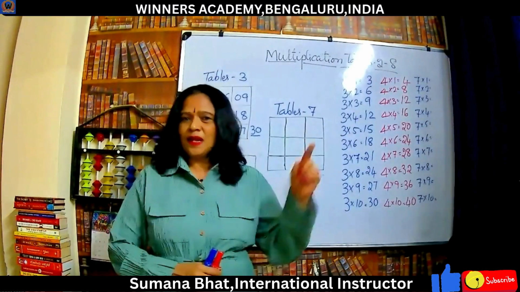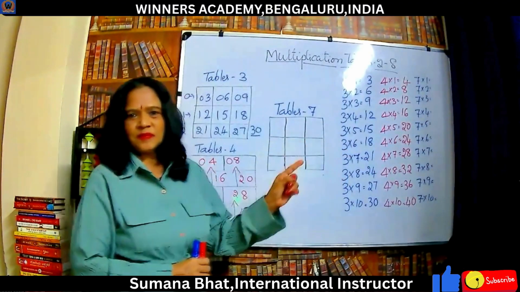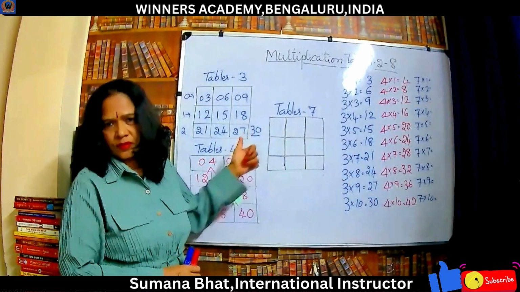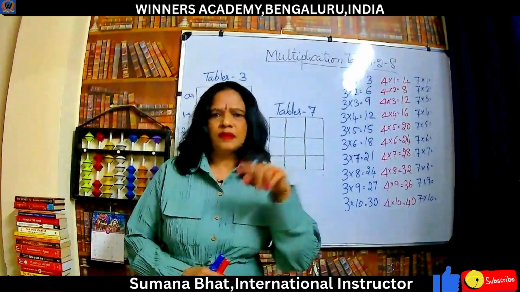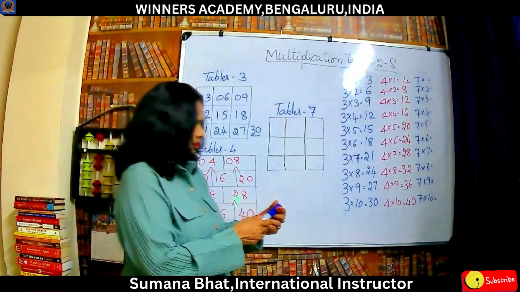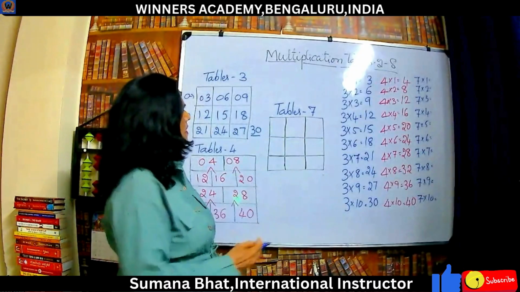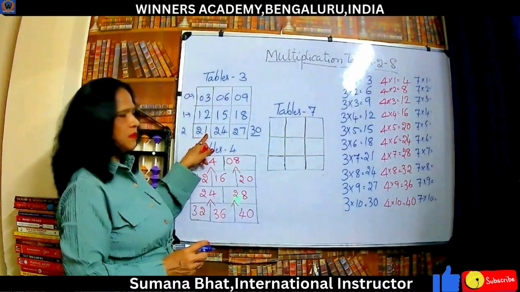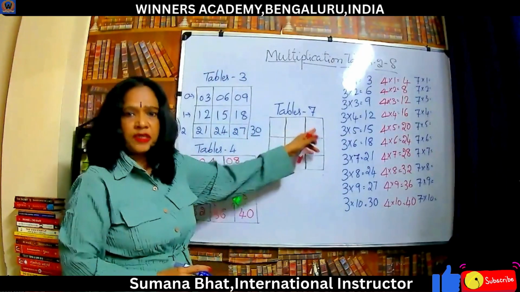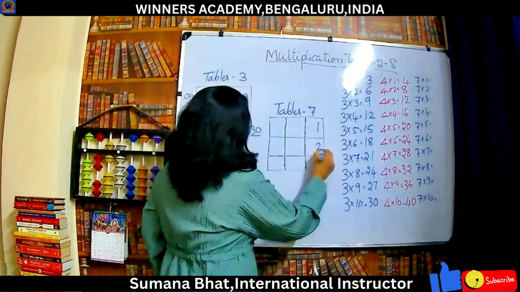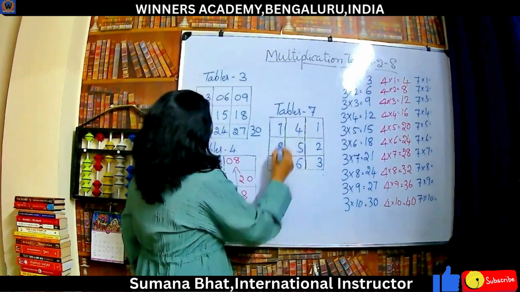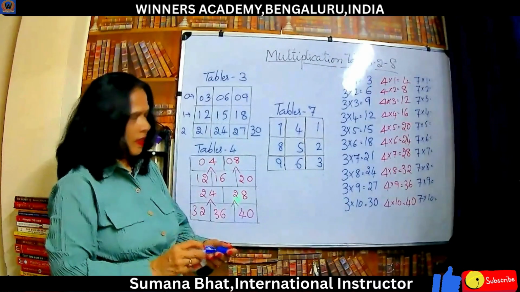Now let us see the tricks for the multiplication tables 7. For that also, just how we have written a 3 by 3 grid for table 3, in the same way we have written. The method of writing the numbers is a little different. Again, we are going to write the numbers like this. Starting from here, see, for 3 we started from the bottom, from the leftmost. For 7, we are starting from the rightmost, from the top. Okay, 1, 2, 3, 4, 5, 6, 7, 8, 9. So 1 to 9 we have written.